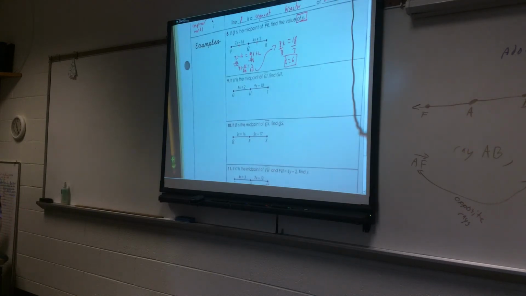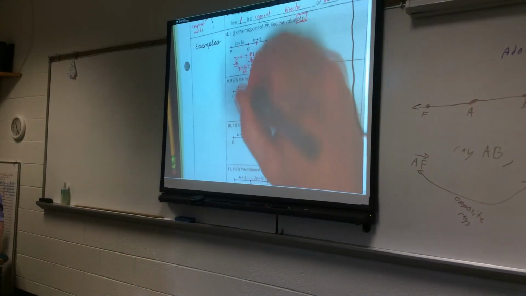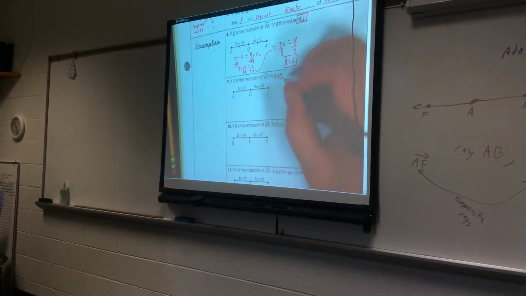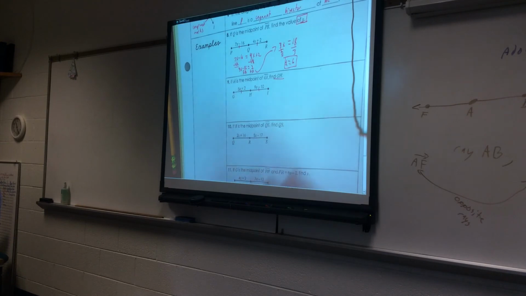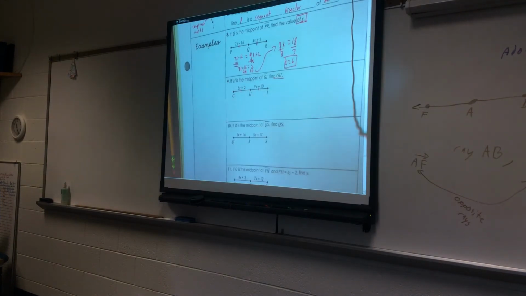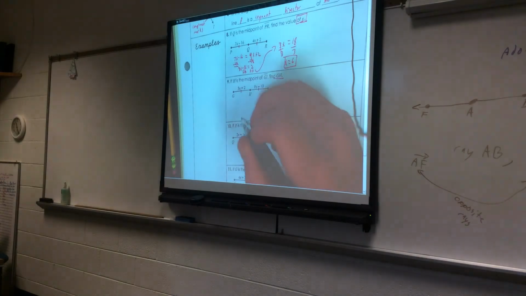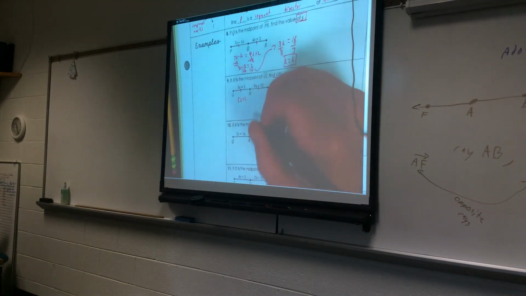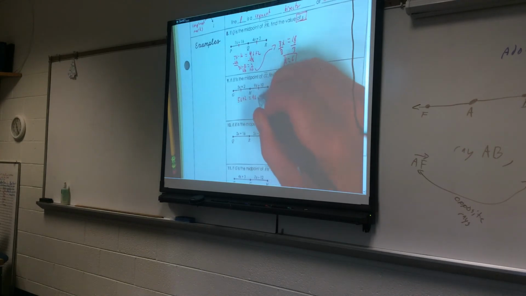Number 9 starts the same way. H is the midpoint of the segment GI. So I know those two pieces are congruent. But this wants me to find GH. So after I find x, I'll have to go back and plug it back into the GH, right? So I have 5x plus 2 equals the 9x minus 10.